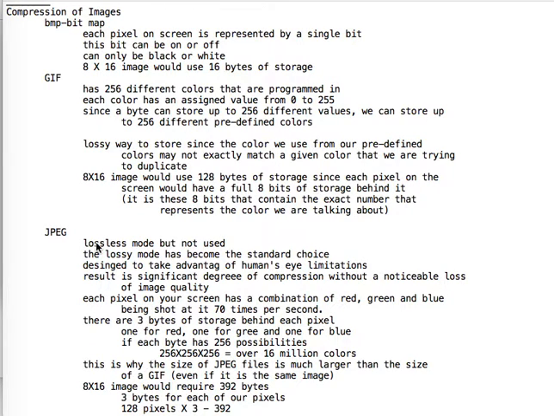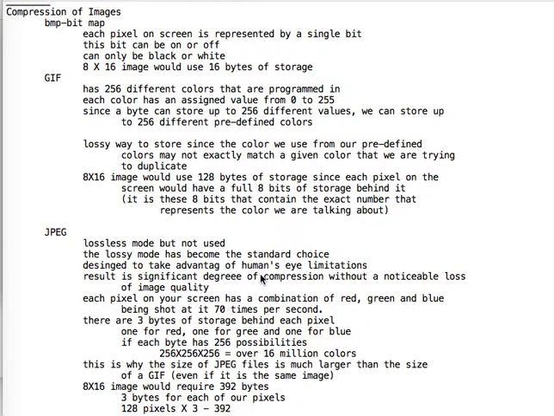Now the third way is a JPEG. Well, there's a lossless mode, but many people don't use that. There's a lossy mode that seems to have become the standard. So this lossy mode is designed to take advantage of human eye limitations. So certain things our eye doesn't pick up, and this JPEG lossy mode takes advantage of that to actually allow us to store the images. So the result is a significant degree of compression without a noticeable loss of image quality.